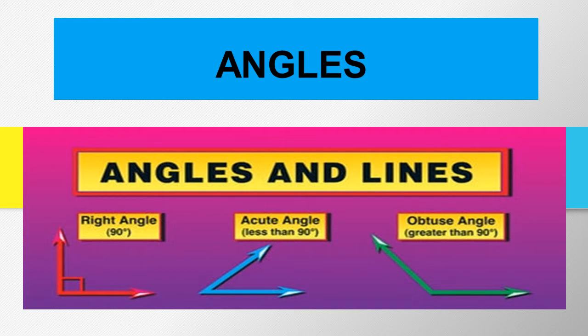There are other types of angles such as zero angle, straight angle, reflex angle, and the perigon angle. When we say zero angle, it measures 0 degrees. Straight angle measures exactly 180 degrees. Reflex angle measures more than 180 degrees but less than 270 degrees. And a perigon measures 360 degrees.